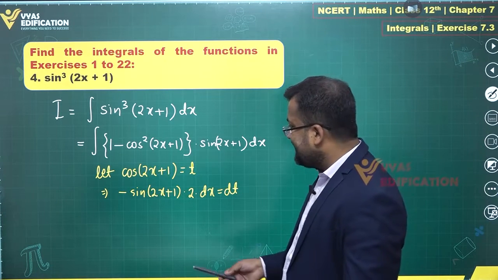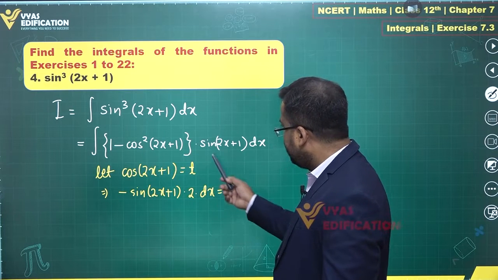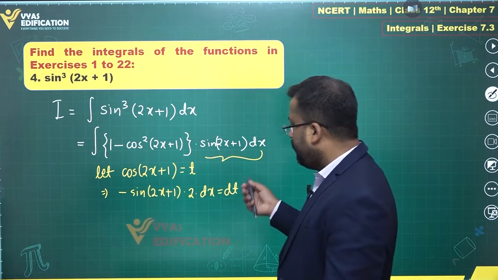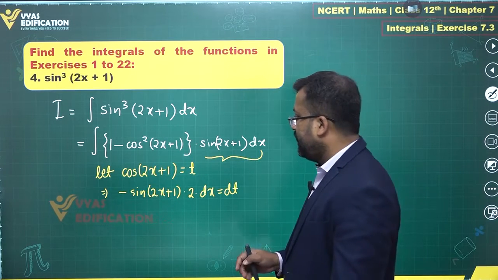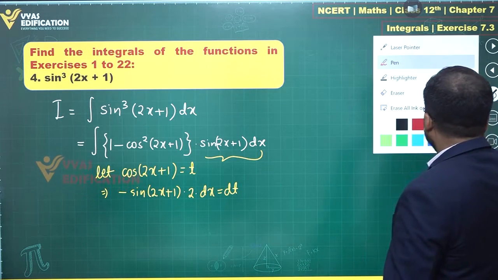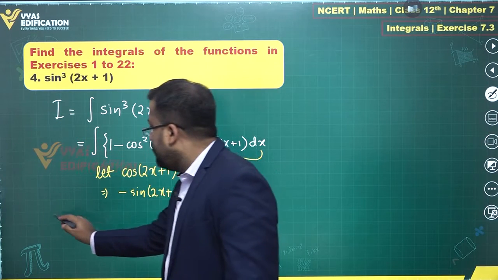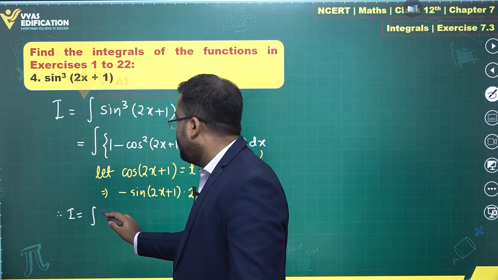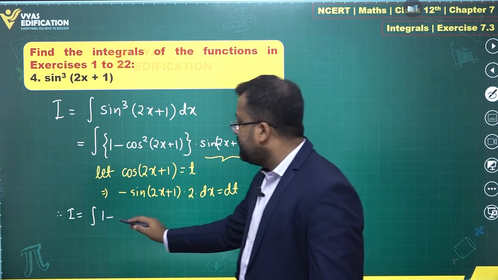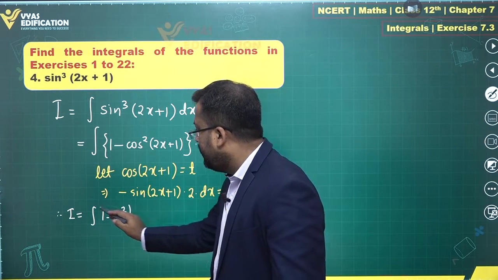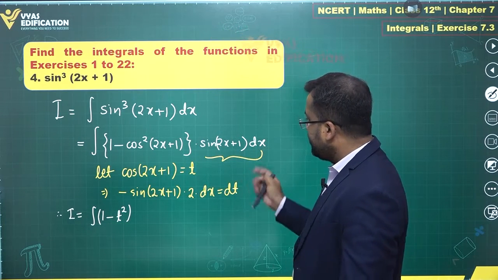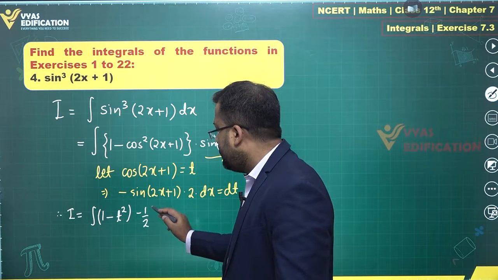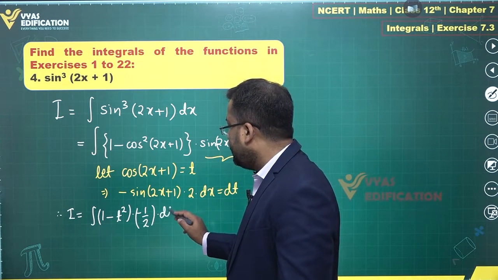Okay, I reach this stage and I realize that this sine times dx is present over here. And the 2 and the minus will go over here in the denominator. So I'll have minus 2 in the denominator. I can make this substitution and this integral will convert to 1 minus this cos of 2x plus 1, which is nothing but t square. And this whole expression is dt upon 2 with a minus.